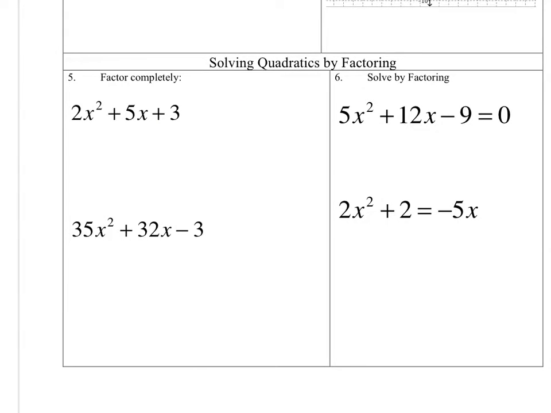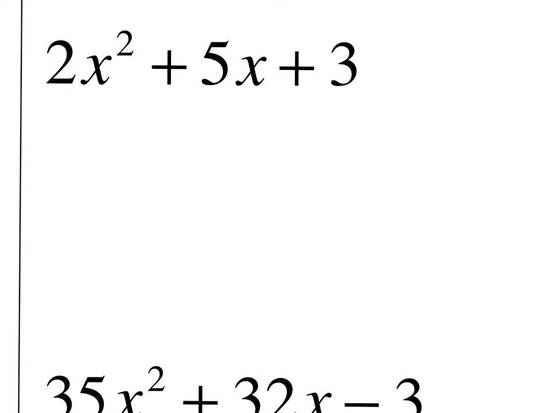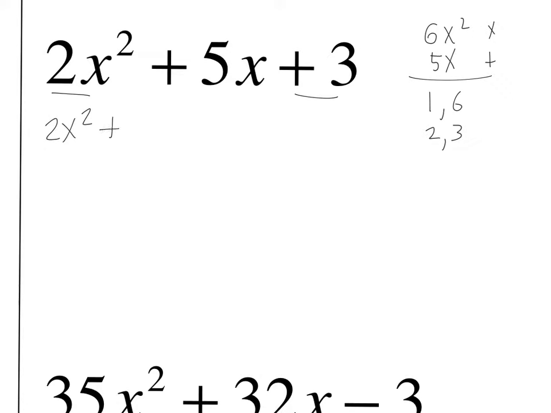Next up, we've got some factoring. All right, so I'm going to start factoring. I'm going to multiply my first and last terms, my a and c. I'm going to try to find things that multiply to 6x squared and also add up to 5x. Those two things are going to be, well, not 1 and 6, because that adds up to 7. 2 and 3, I have a winner. 2x squared plus 2x plus 3x plus 3. That's my 5x in the middle there.